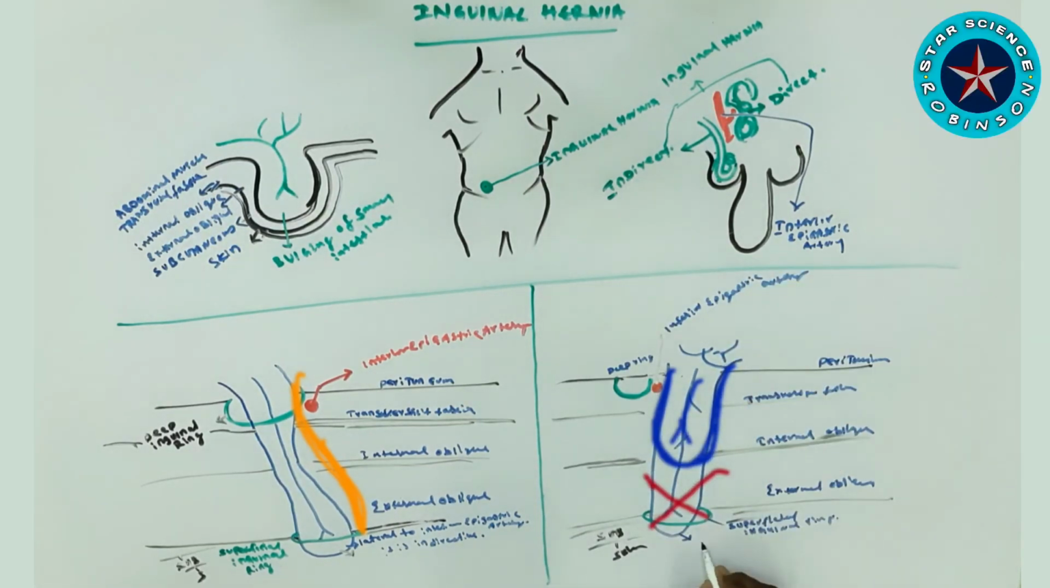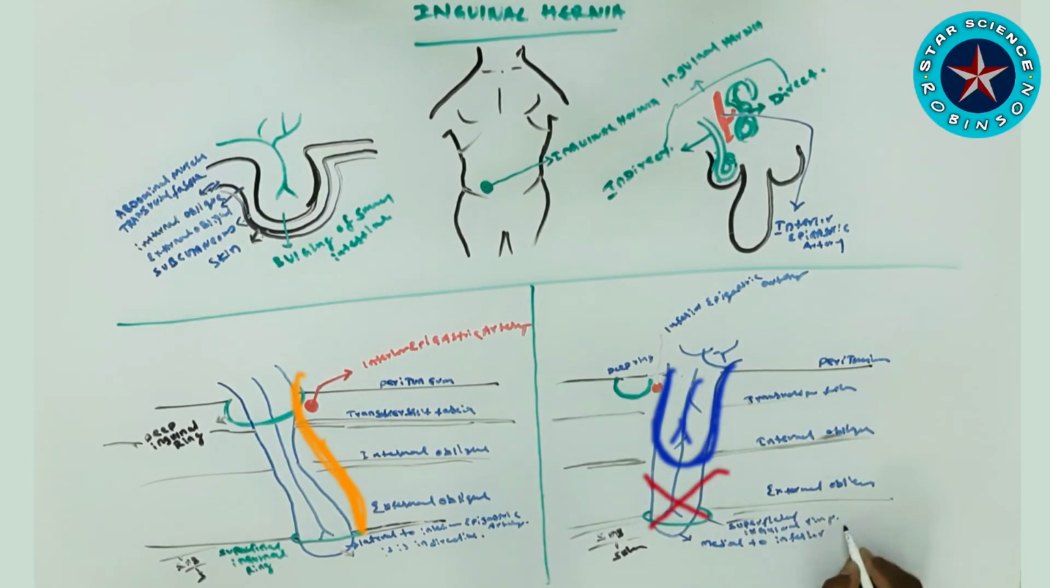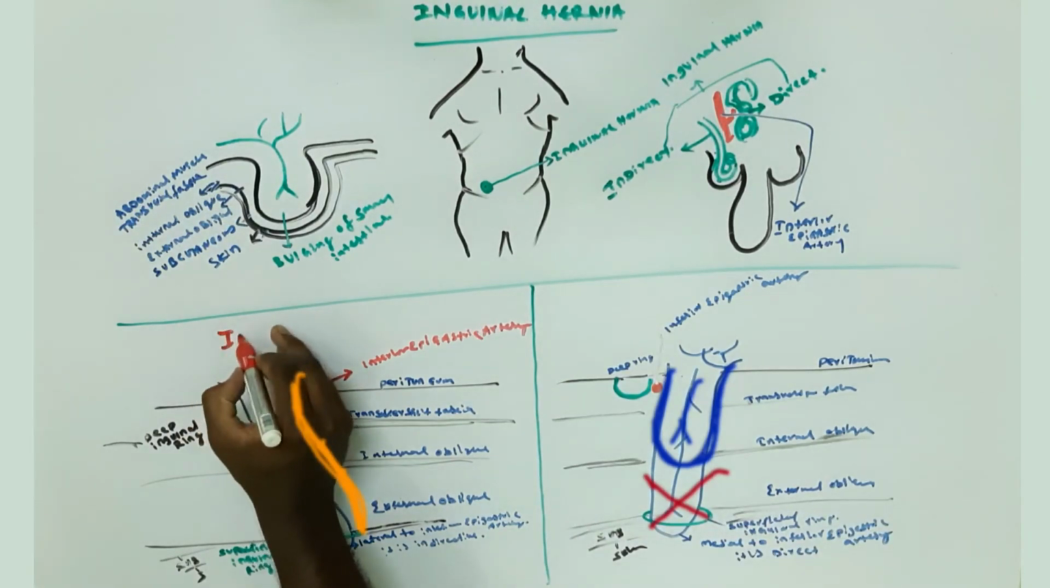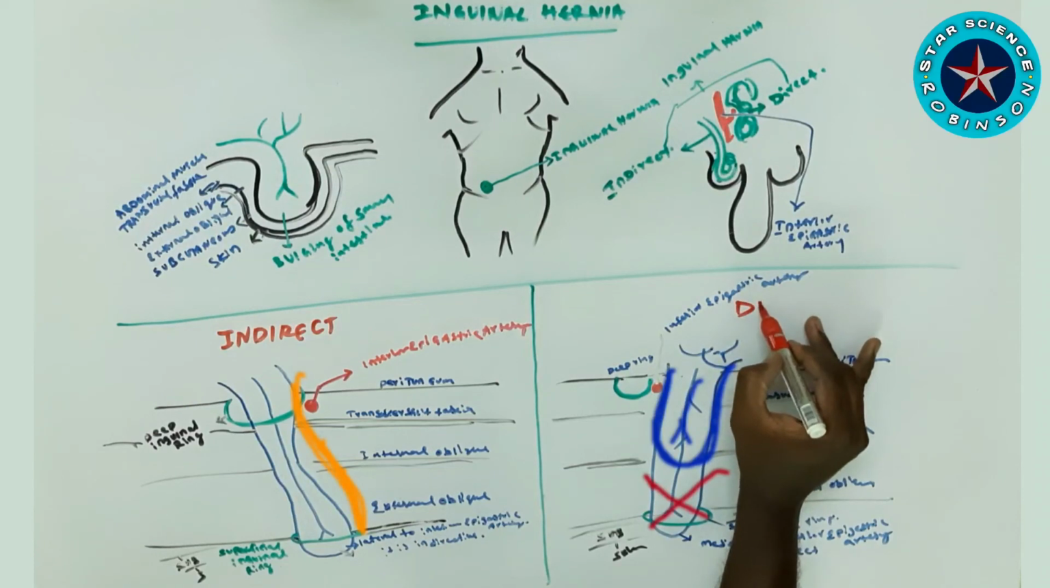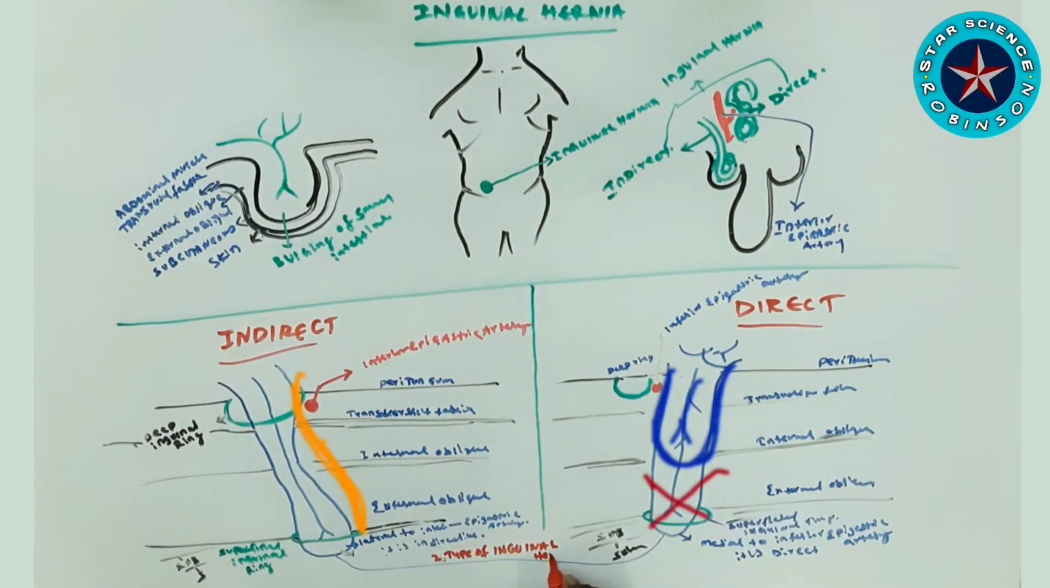That is what I am showing you right now. It is very important to remember that when it is medial to the inferior epigastric artery, it is called a direct inguinal hernia. So that is about the inguinal hernia that we have to remember.